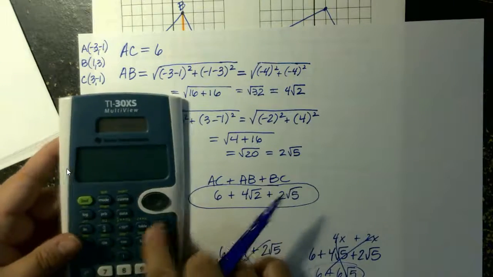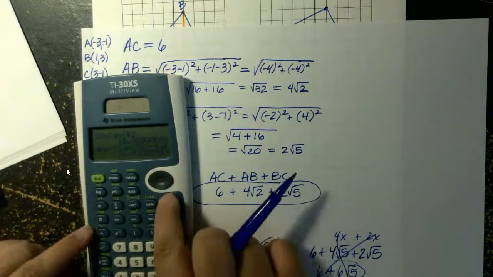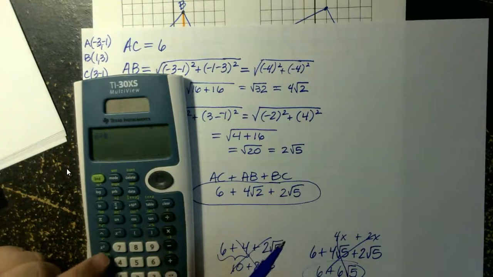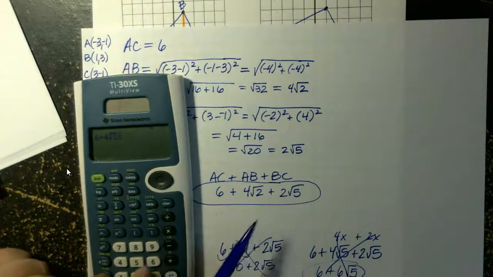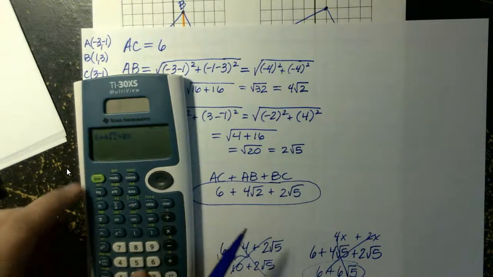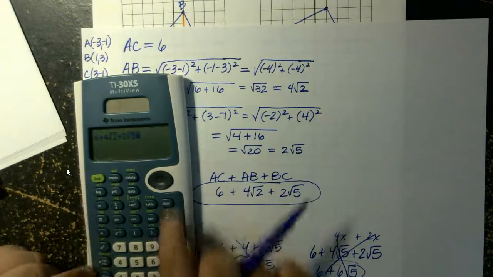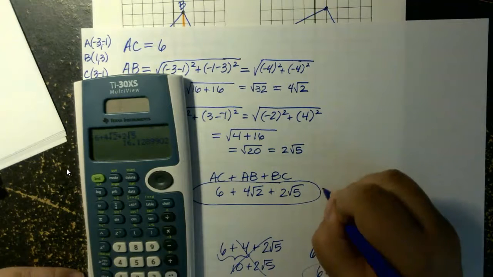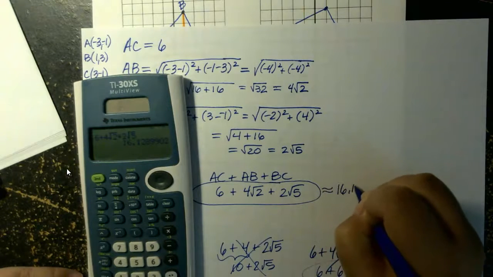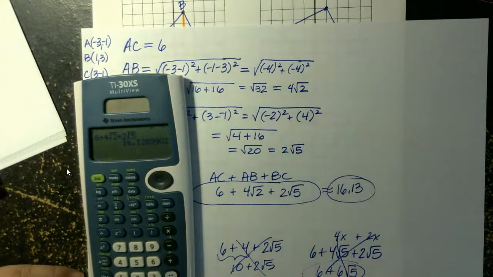Now I could put it in my calculator and get a decimal approximation. All depends on what you're being asked for on your worksheet, homework, assignment, what have you. And I get about 16.13. That's approximately 16.13 for the perimeter.